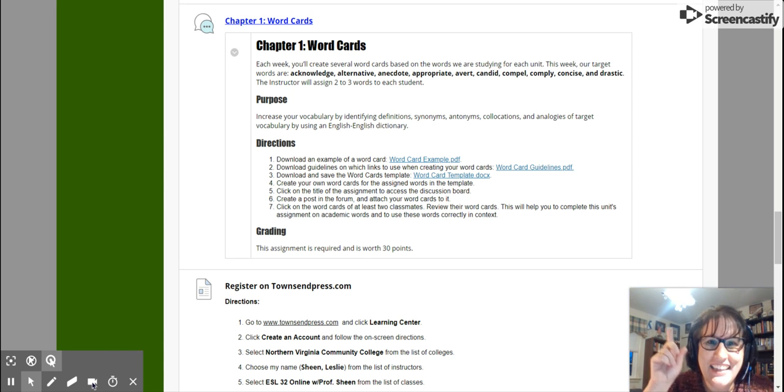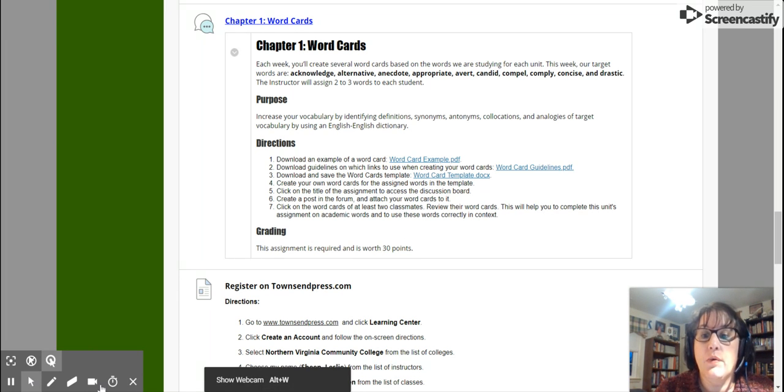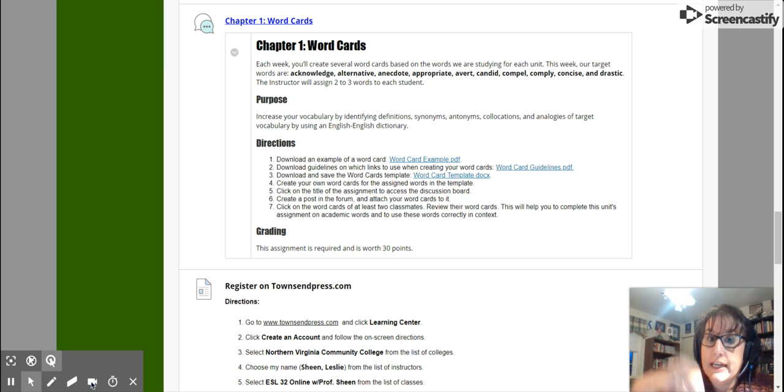Now, the good news is you don't have to create 10 word cards every single week. I'm going to assign you two word cards, all right? And you will create them and share them on the discussion board so that you and your classmates can use them. And what our hope is that you'll see that this is a useful tool for learning vocabulary. Okay, it's a great way to get more in depth about a word.